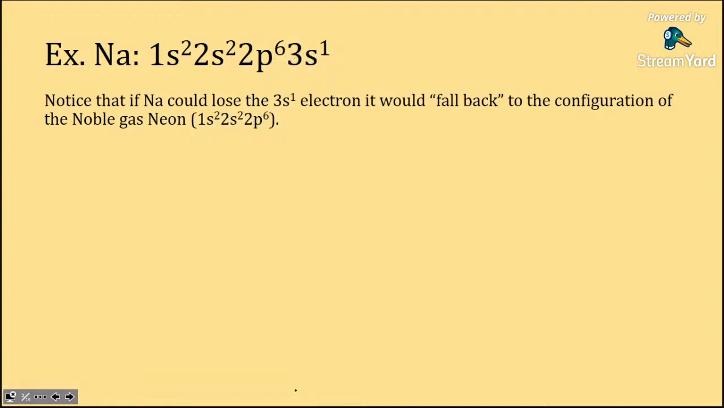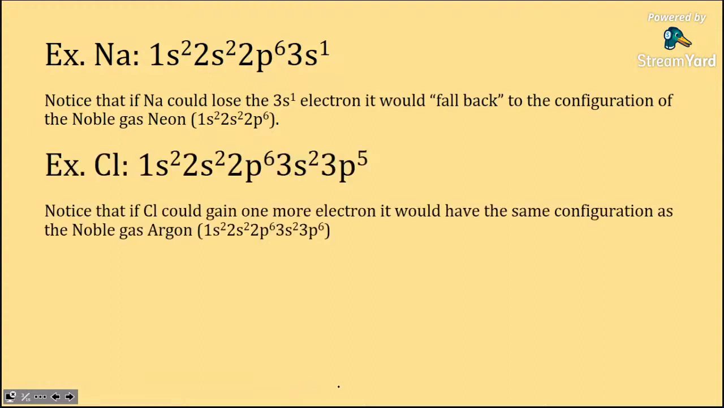Likewise, if we take a look at something like chlorine, chlorine has a configuration of 1s2, 2s2, 2p6, 3s2, 3p5. And again, notice in that highest energy level 3, there's 2 electrons in the s, 5 within the p, for a total of 7 valence electrons, which means chlorine, if it could gain 1 more electron, it would end up having the same configuration as the noble gas argon.